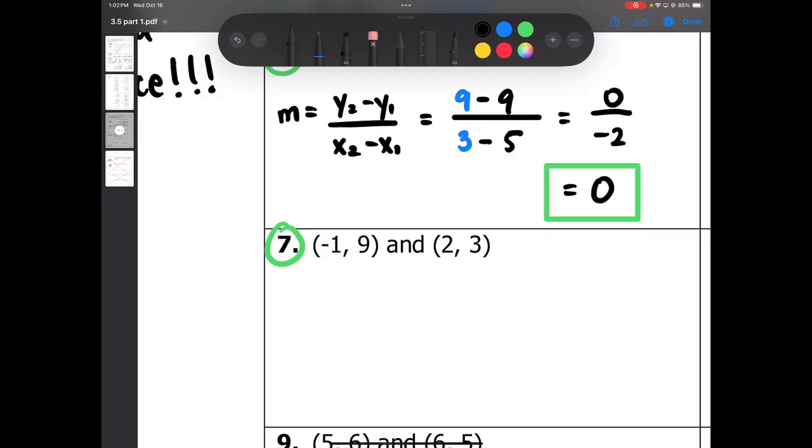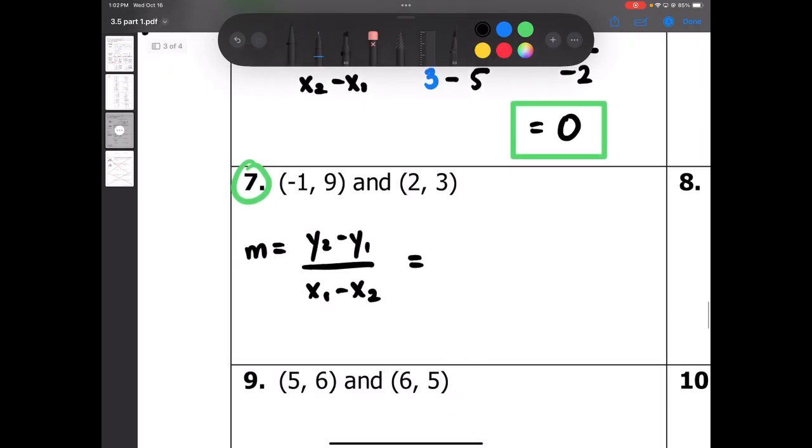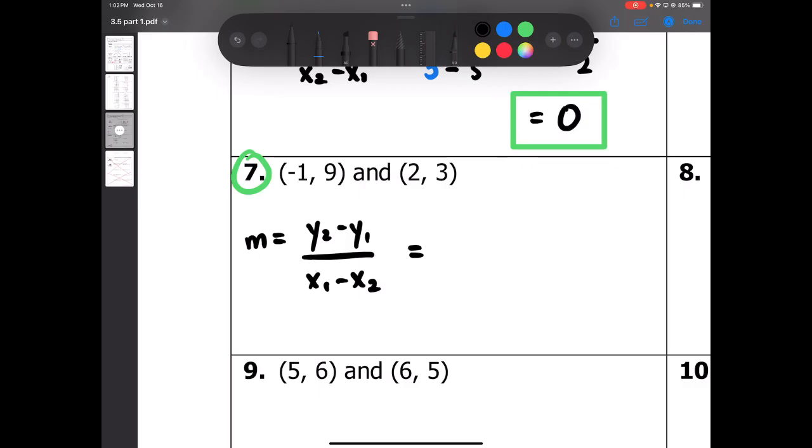Okay, number 7. Last one I'll do. So same things. Okay. What am I labeling? And then Y2.